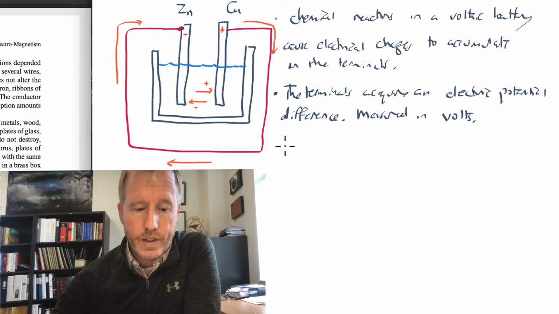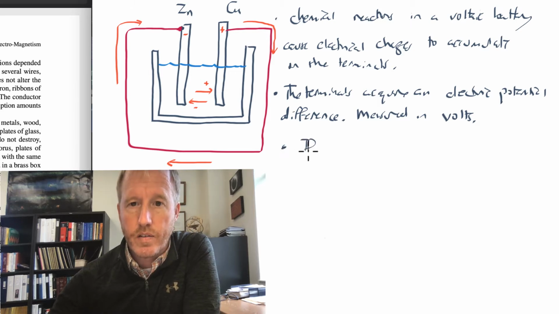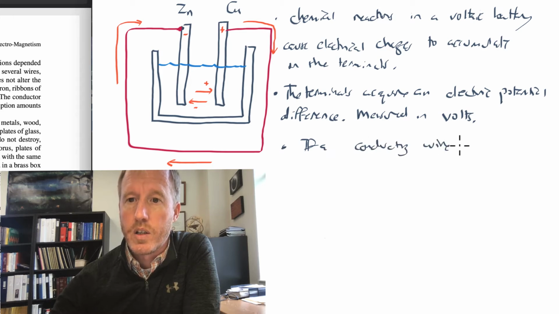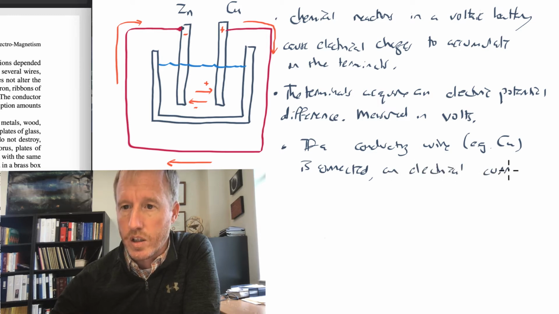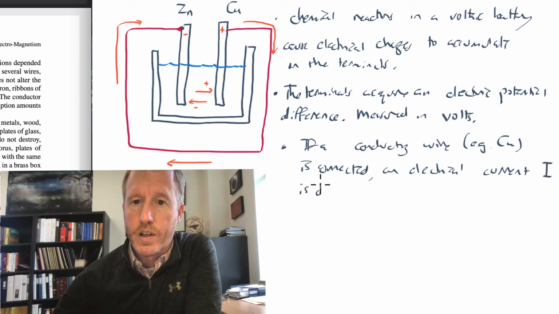So let me just write that down. If a conducting wire, such as copper, is connected, an electrical current, and this is typically denoted by the letter I, is driven through the wire.